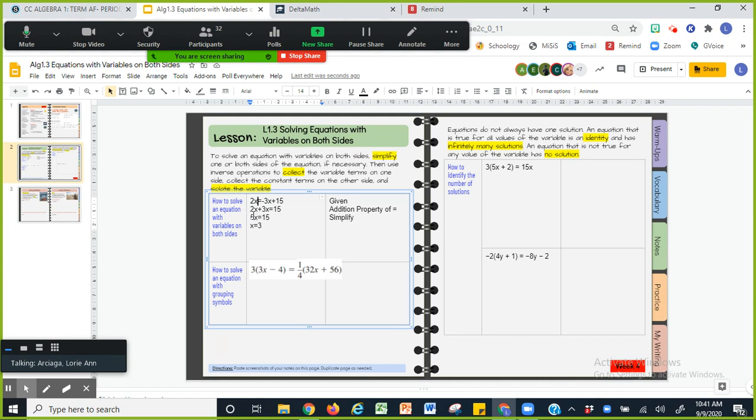Okay, here we divided both sides. So if it's both sides, then you have to put a property. And since we divided, you put division property of equality.